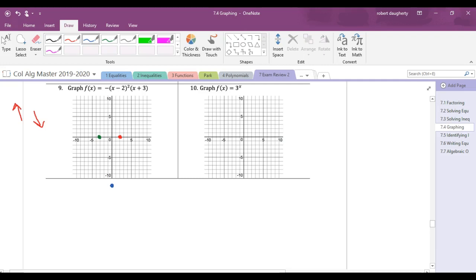So is it possible to cross there, come back up, bounce, and end up? Yes. So the only thing this graph can do would be something like this.